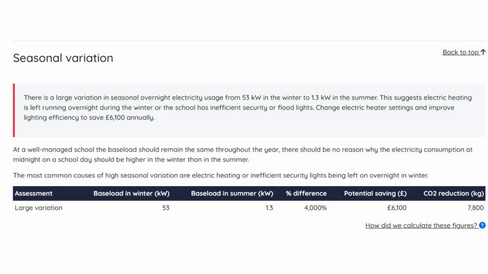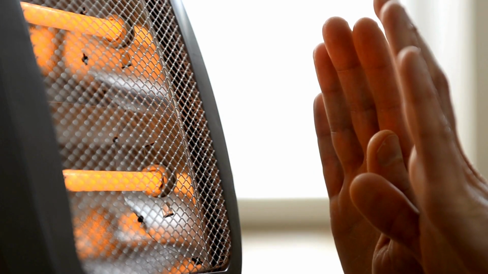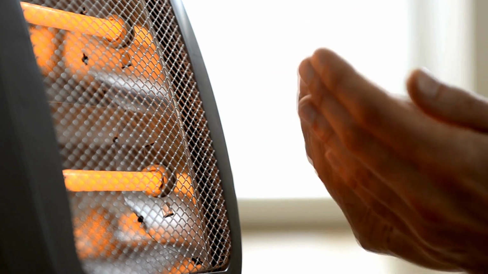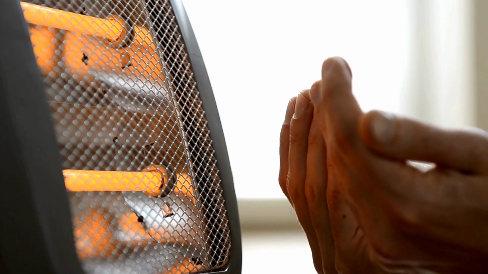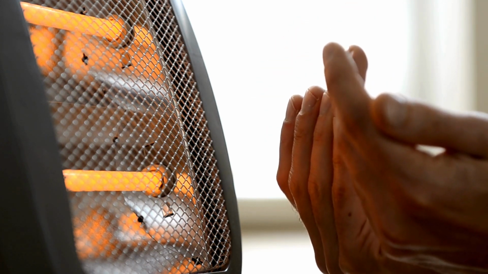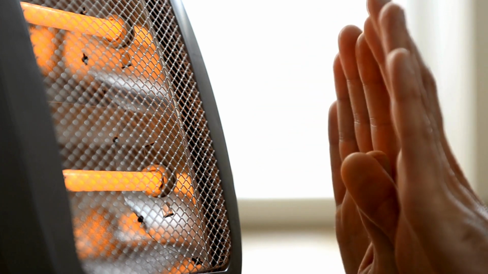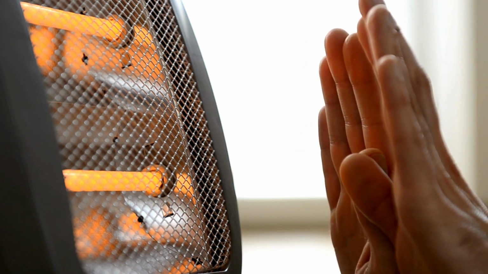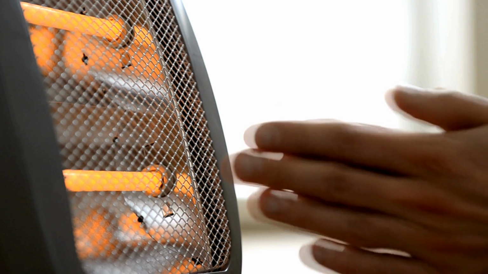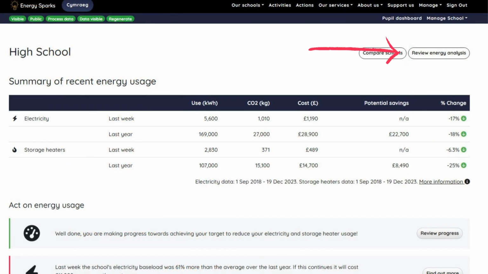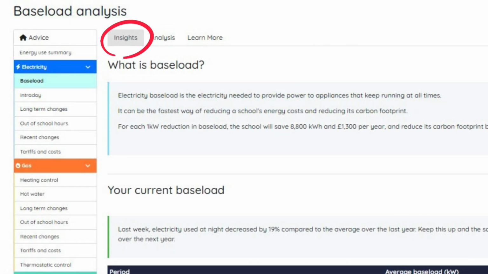It will depend on the heating system, but in many schools this sort of pattern happens because they have a number of standalone electric heaters in hard-to-heat areas of the school. They get turned on when people are cold and then forgotten about. If this is the case in your school, make sure people are reminded regularly to switch them off or get timers for them. Why not explore the baseload analysis page for your school and see what you can find out?